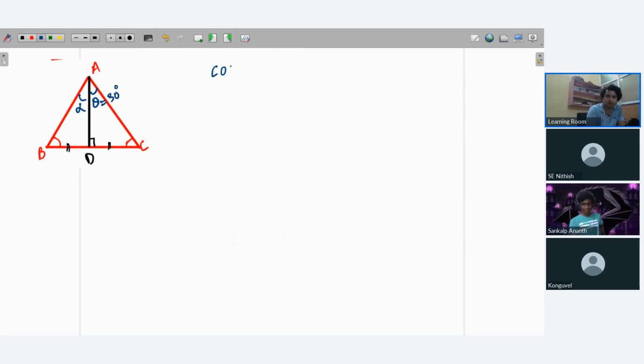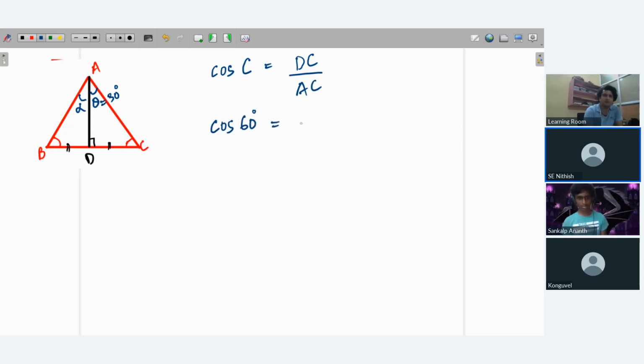Can you tell me what is cos C? Oh, 1 by 2. Cos C is DC by hypotenuse AC, right? So DC over AC. And we also know DC is half of AC. Let's see. So it's 1 by 2. So cos of 60 degrees is 1 by 2, right?